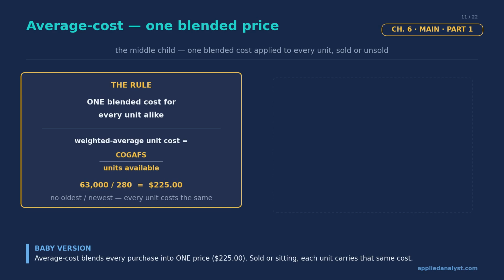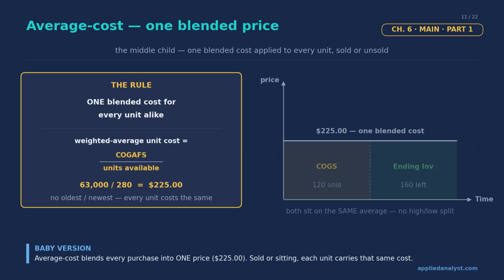So the graph isn't a rising split at all. It's a flat line at $225. Both the units sold and the units left sit on that same average line. No high-low split by design. Let's run the two steps.